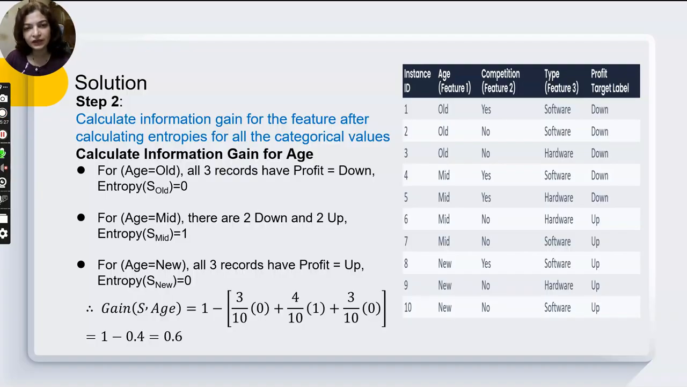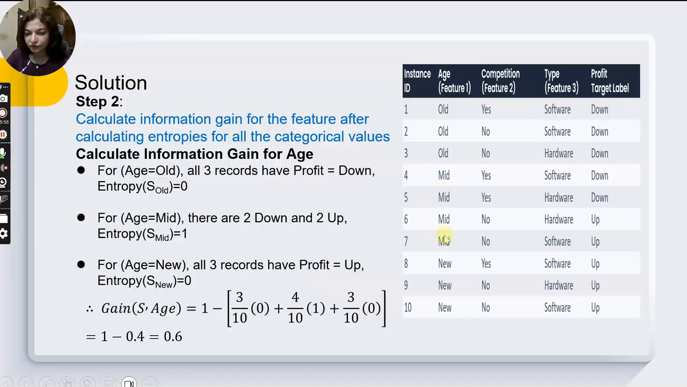Because even if you put the values and calculate, it's going to give you 0 only. Okay, now for age, we'll calculate information gain for age, which is entropy of the data set minus weighted entropies of all its categorical values. So, weight of old, there are 3 olds, therefore it is 3 upon 10. There are 10 records. So, 3 upon 10 into 0, which we got.